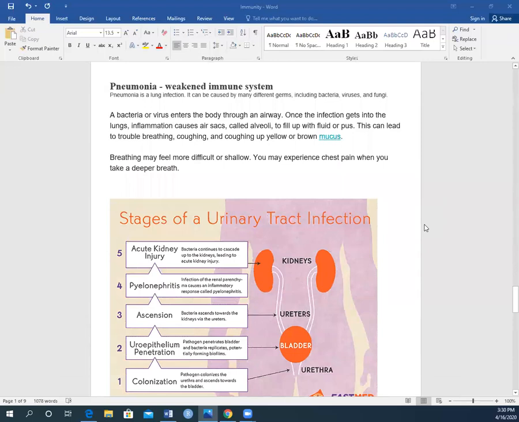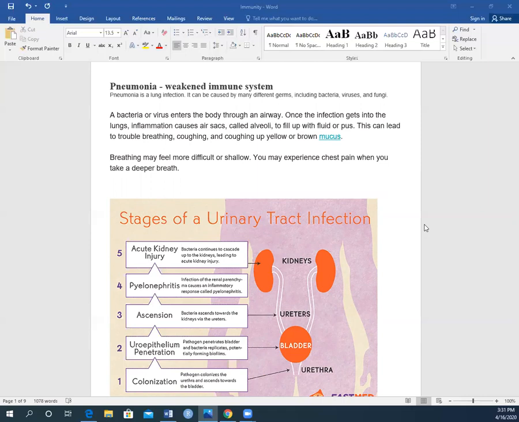Okay, pneumonia. Pneumonia is not usually a problem with healthy individuals. Very seldom do you have perfectly healthy individuals getting pneumonia. Usually pneumonia is a lung infection in immune suppressed individuals. A lot of times it is a secondary infection. So the primary infection a lot of times is going to involve the upper respiratory system, so in the nose, the throat, and then that infection will travel down into the lungs.